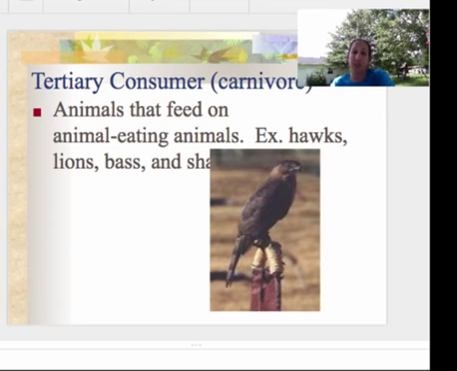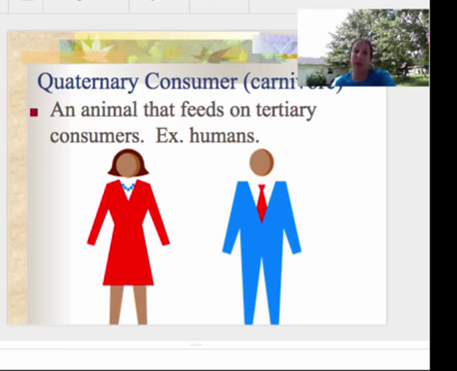You have your tertiary consumers, animals that feed on animal-eating animals. Examples: hawks, lions, bass, and shark. And we have our quaternary, and that's animals that feed on tertiary consumers. Examples are humans.